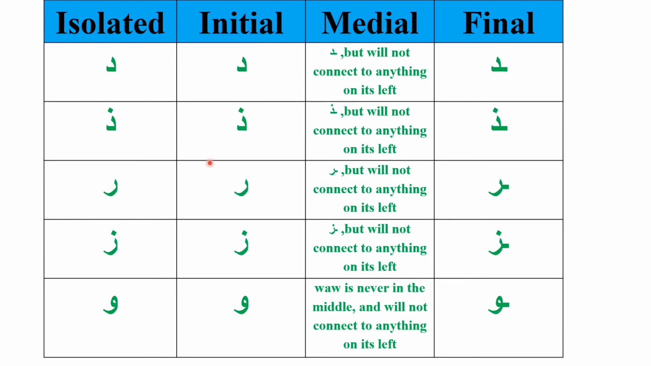Alif also doesn't connect on its left, so it should have been here. I apologize for that, but that's why I squeezed the wow here, because it doesn't connect on the left, so that's why you don't see them in the medial. It doesn't connect at all, so it's never in the middle. But the final, it looks like this. As you can see, something is connected to the sides here. So this means something is connecting.